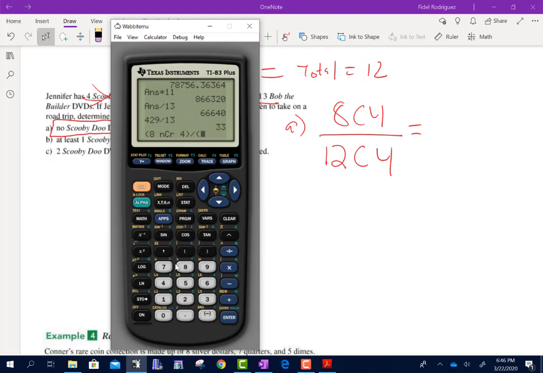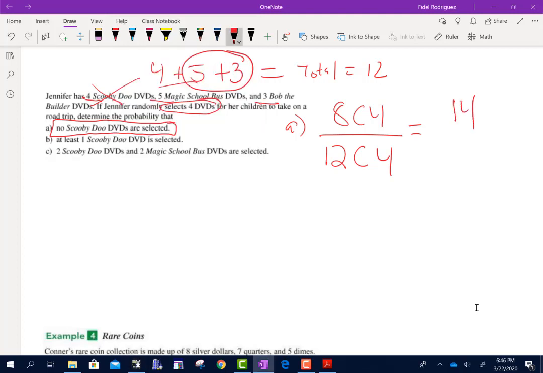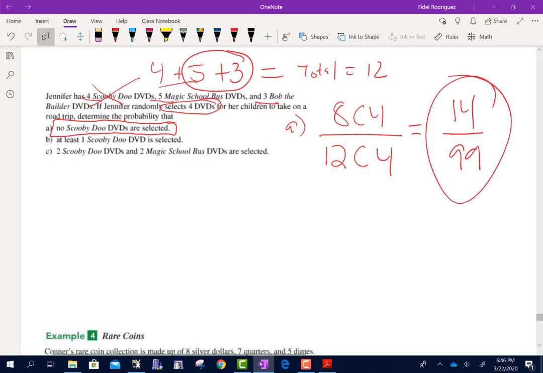Divided by 12, math. I'll go back to my probability button. I'm going to choose 4 of them again. Again, I know I'm going to get a decimal. I'm going to see if this will convert it to a fraction for me. Yes, it does. So it looks like sometimes it'll work, sometimes it won't. You're going to have to play around with your calculator, guys, to see if your calculator will work or if it won't. Let's go with this, 14 over 99.